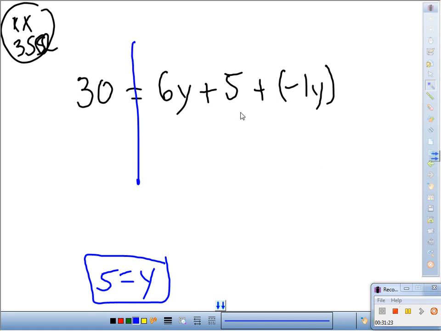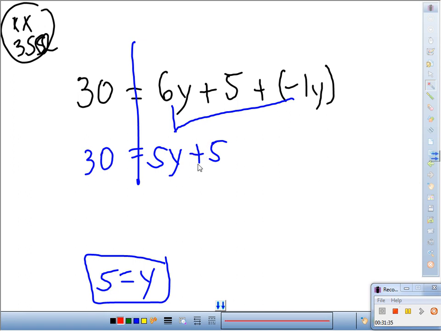Here goes this process. Can we simplify the right side? Yes. Combine 6y and negative 1y. That becomes what? 5y plus 5. Bring down the 30. Next. Where do we start? Subtract 5. Subtract 5. We end up with 25 equals 5y. And the last step? Divide by 5, divide by 5, and that's how we get 5 equals y. You got this, yes? Yeah. Crank it up a notch, yes?